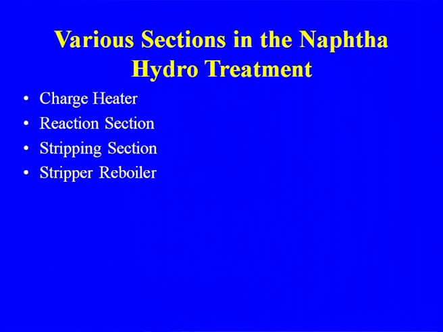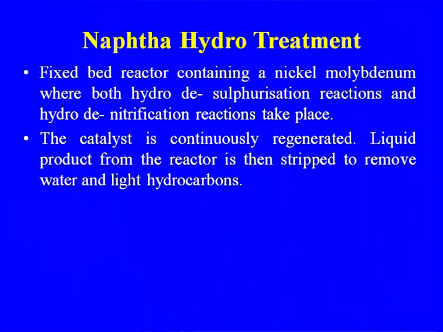These are the various sections in the naphtha hydrotreatment: charge heater, reaction section, that is the main reactor, stripping section, and stripper reboiler. A fixed bed reactor containing a nickel molybdenum catalyst, where both the hydrodesulfurization reaction and hydrodenitrification reaction take place. The natural gas which is going to synthesis gas manufacturing is treated in the same way.